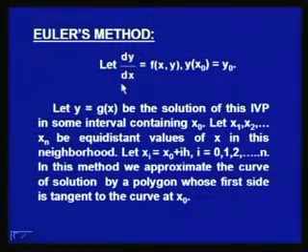Let us say y equal to g(x) be the solution of this initial value problem in some interval containing x naught, and let us say x 1, x 2, up to x n be equidistant values of x in this neighborhood. Let us take x i equal to x naught plus i h. So, these values are equally spaced with this step size h. Then in this method we approximate the curve of solution of the initial value problem by a polygon whose first side is tangent to the curve at x equal to x naught.